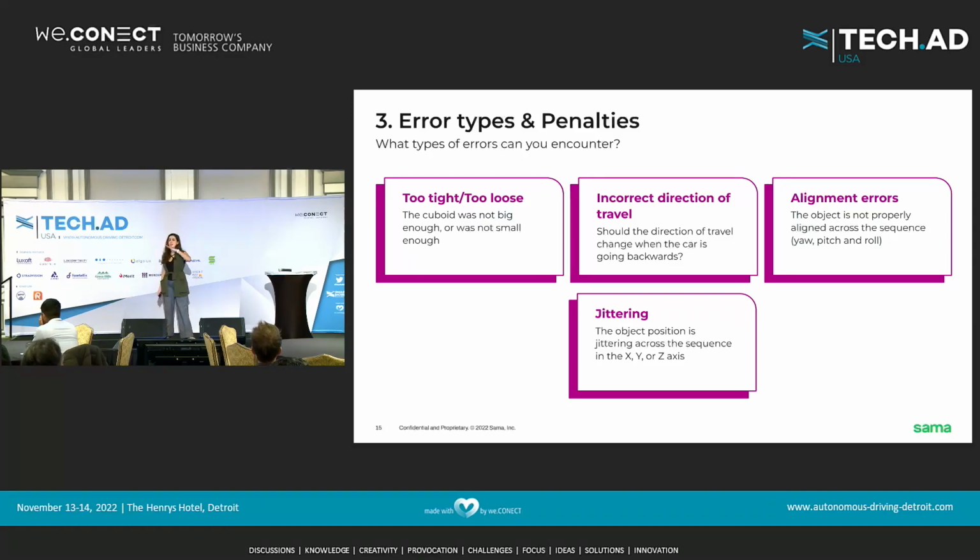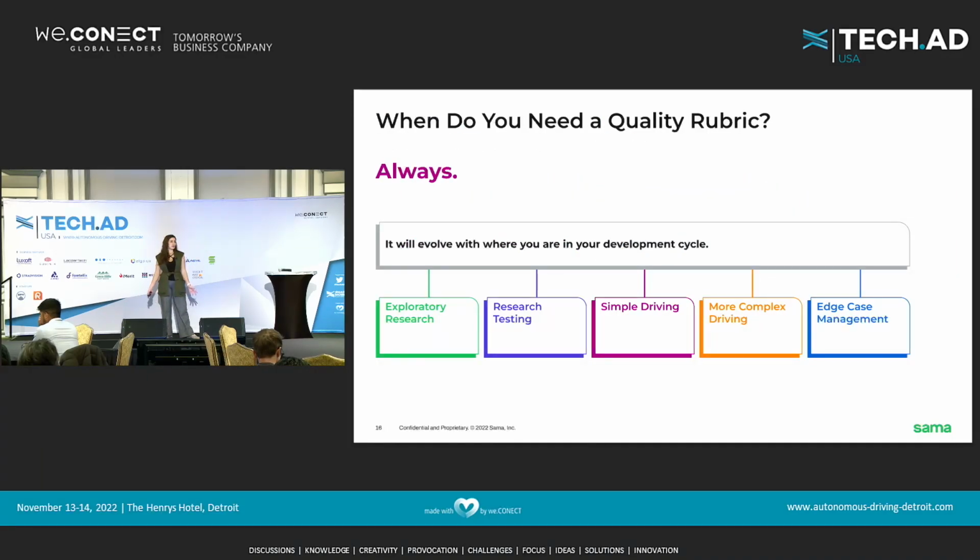And then jittering also, sometimes you'll have cuboids that will be moving around up and down if you don't have the right tools to ensure that it's glued to the ground, etc. Okay, so now that I went through all these error types, hopefully they were useful for you. When do you need to have a quality rubric? My suggestion is for you to think about this from the beginning. So always have it for yourself. From exploratory research up until edge case management, you have to ensure that you have a standardized process so that you don't introduce any noise into your data set.